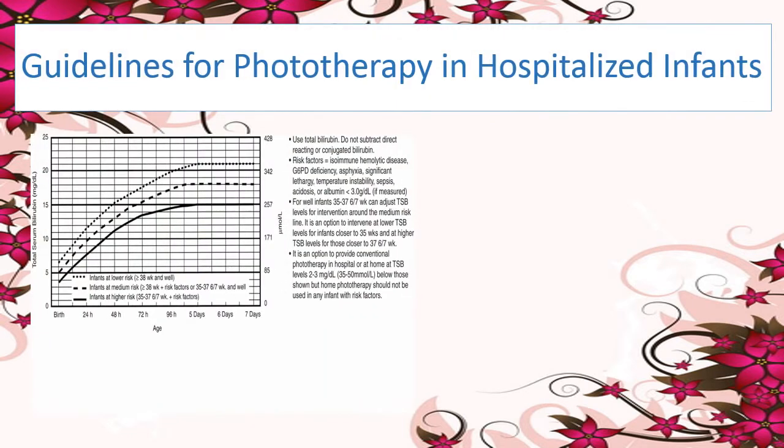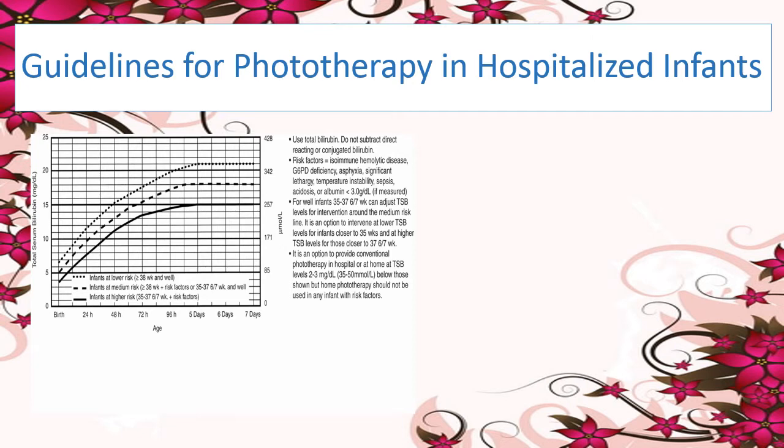Let's look at a few guidelines for phototherapy in hospitalized infants. To the left here, you'll see that there is a chart. It shows total serum bilirubin levels based upon the age: birth, 24 hours, 48 hours. You want to use total bilirubin. Do not subtract direct reacting or conjugated bilirubin. The risk factors could be isoimmune hemolytic disease, G6PD deficiency, asphyxia, significant lethargy, temperature instability, sepsis, acidosis, or albumin less than 3.0 grams per deciliter if it's measured.